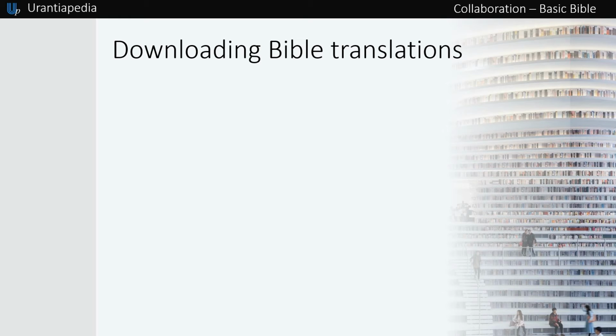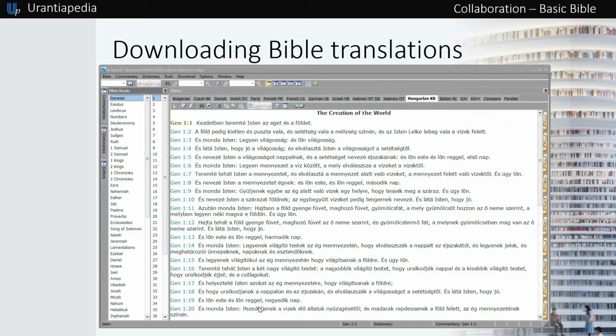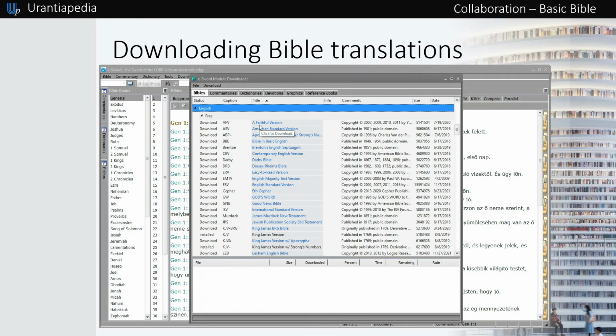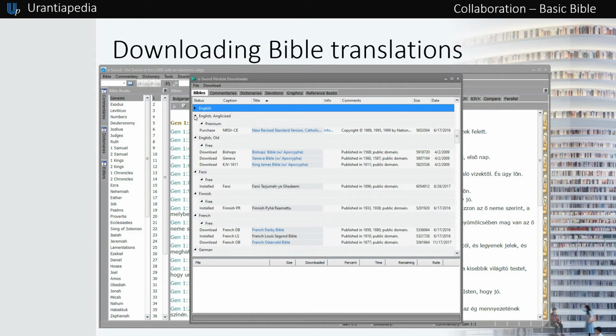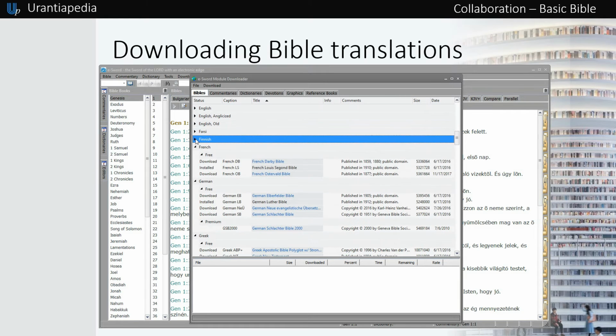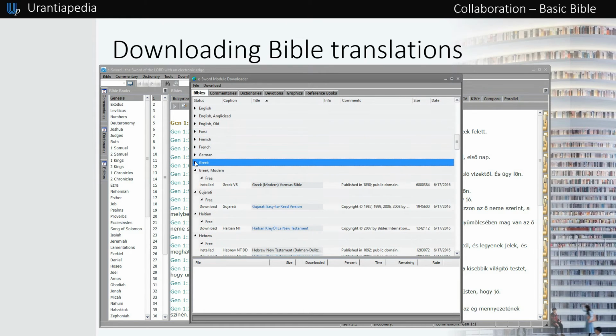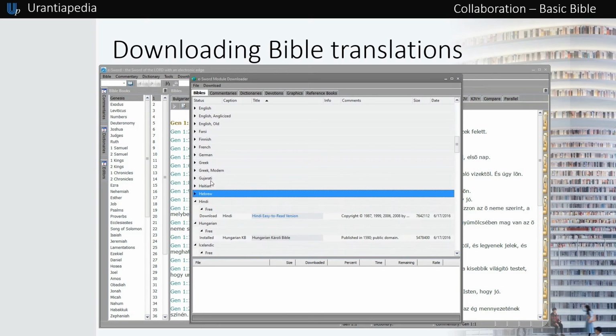Downloading Bible translations in eSword. To download a Bible translation in eSword, follow these steps. Open eSword, close any startup message if it appears, and go to the menu Downloads, then Bibles. That opens the eSword module downloader. In the Bible tab, you will see a list of all Bibles available, sorted by language. It is a tree view, so you can collapse or expand each language to see the list of available translations.